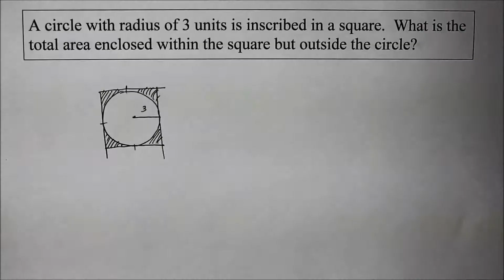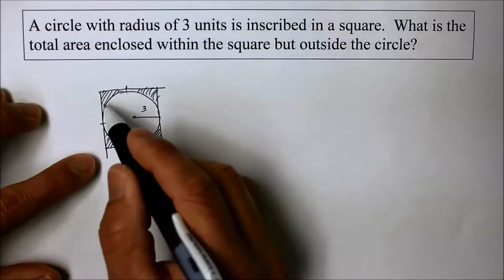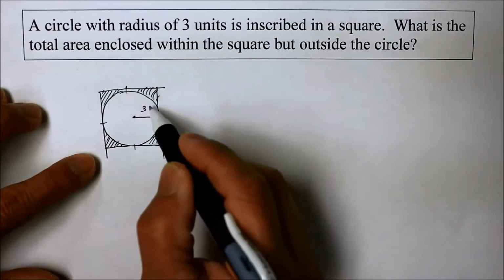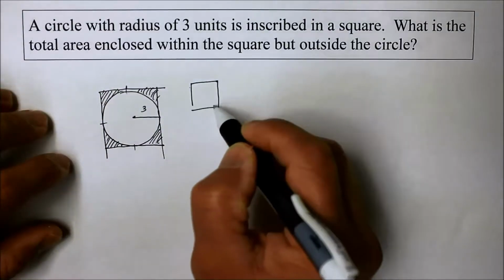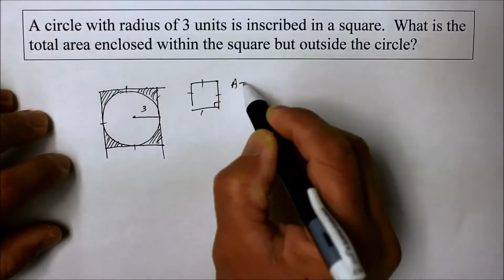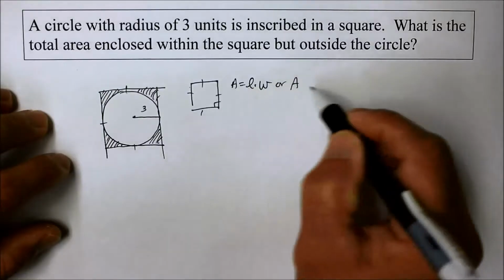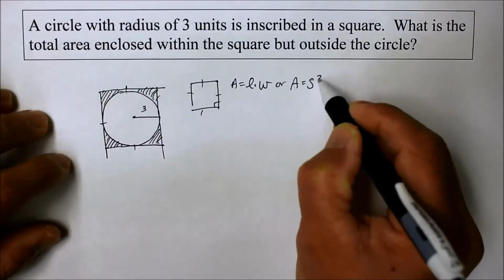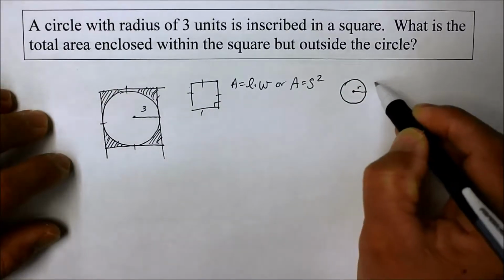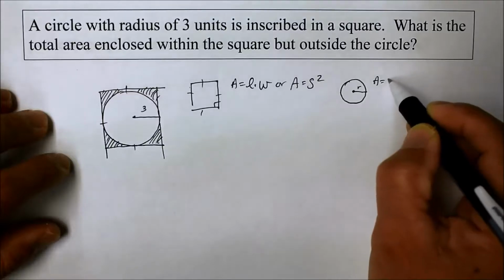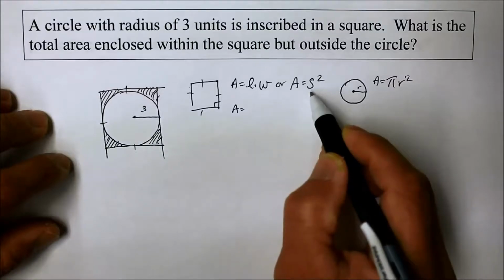Go ahead. Alright, so first we should find the area of the square, and from that, we subtract the area of the circle. What will remain is the corner pieces. The area of a square is found by A equals length times width, or because the square has all congruent sides, simply one side squared. Then we subtract the area of the circle, given the radius, and the formula for that is pi r squared.